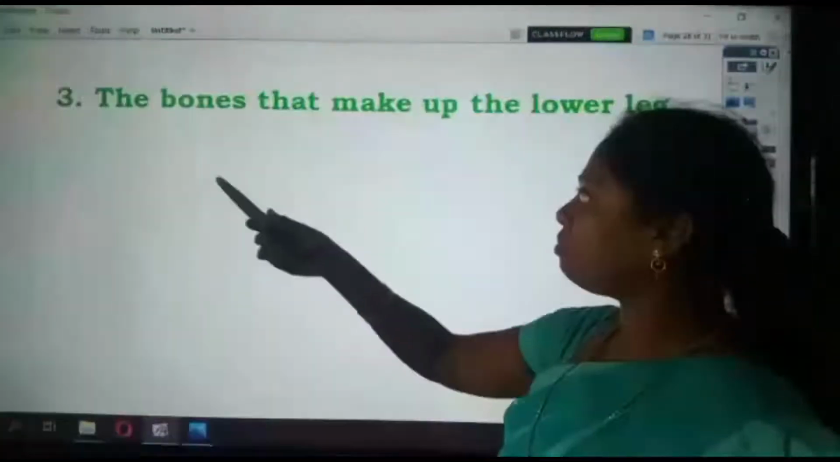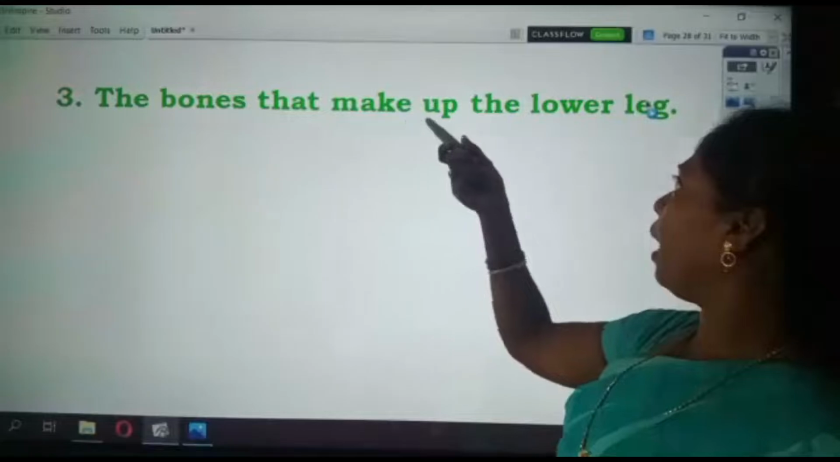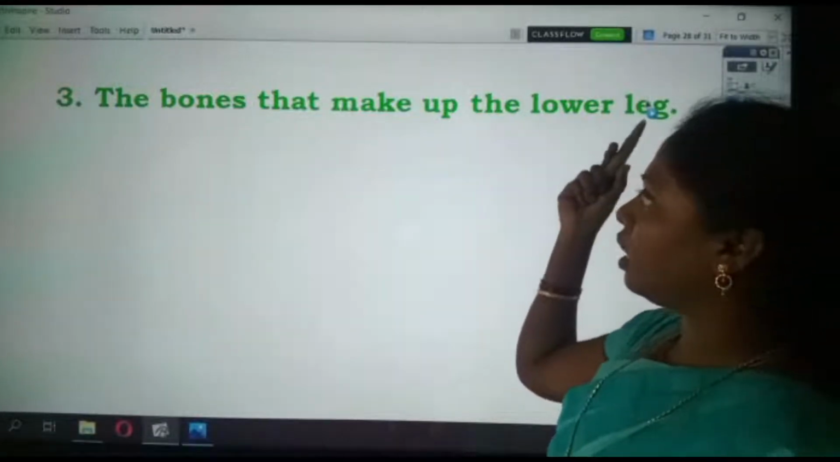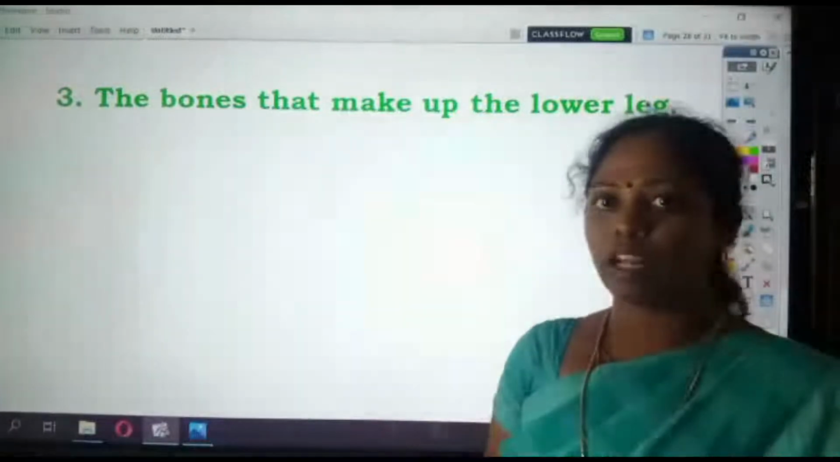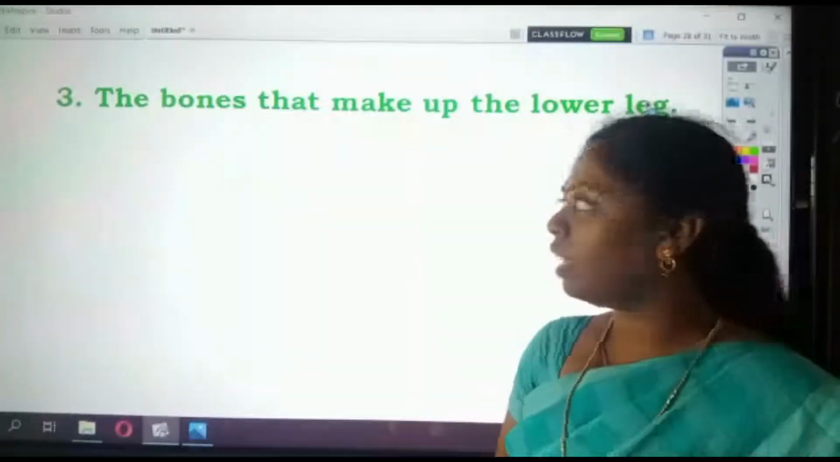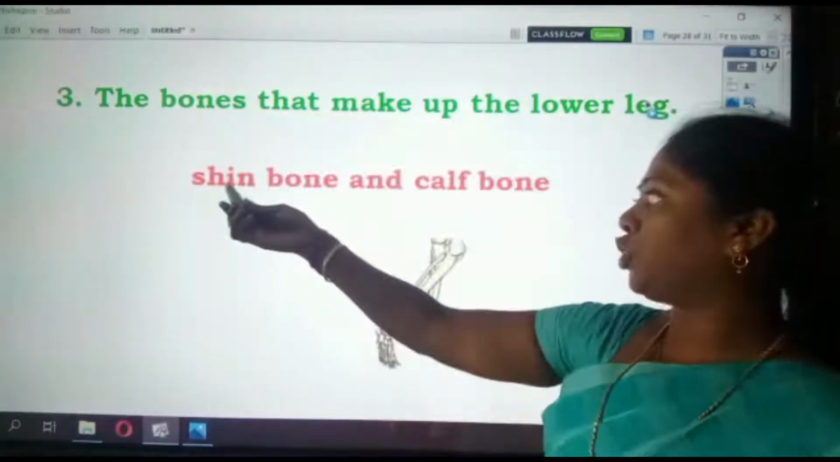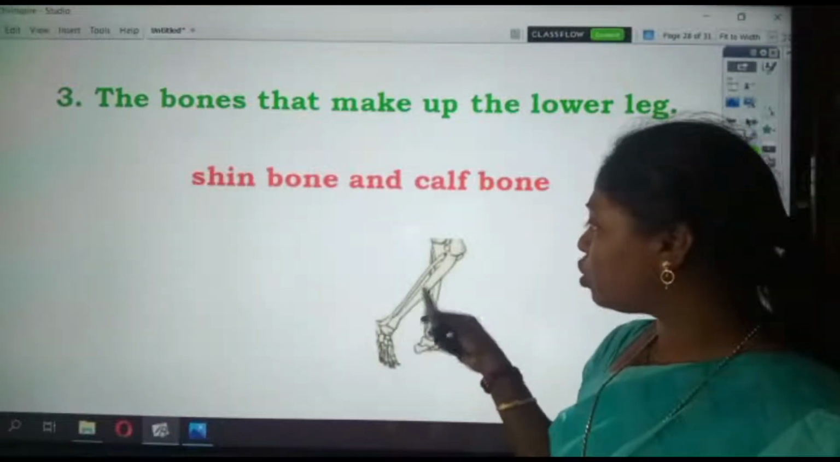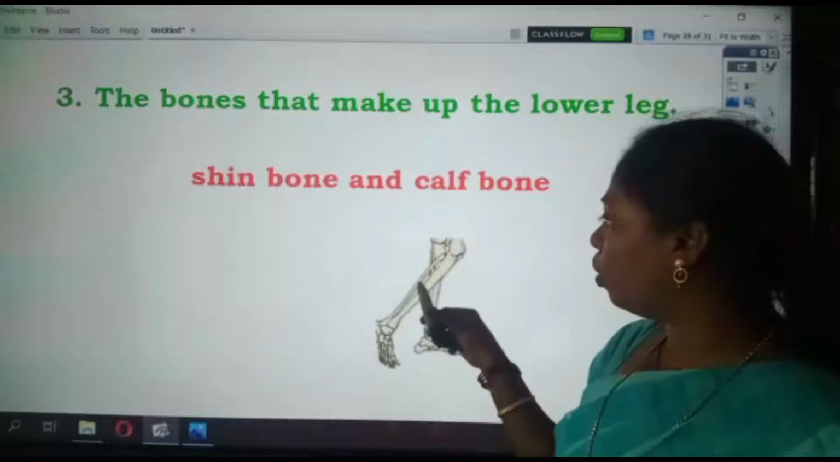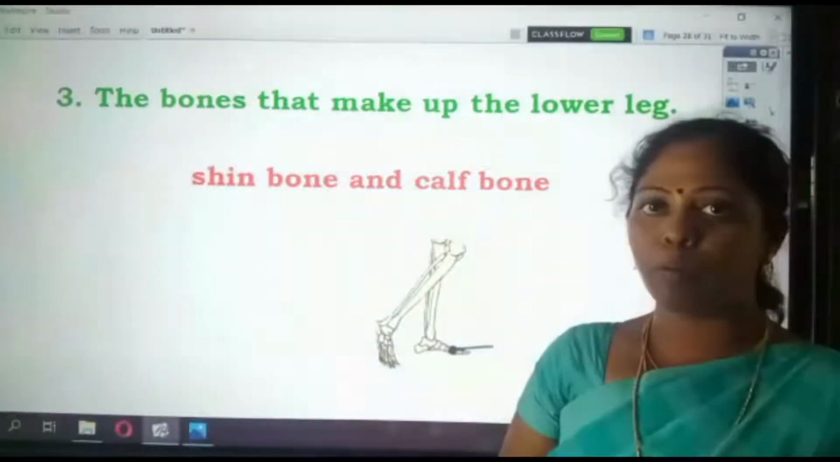Next question. The bones that make the lower legs. What bones are making the lower part of the leg? Two bones. What are they? The answer is shin bone and the calf bone. The longest, strong bone here is the shin bone and the next one is the calf bone.